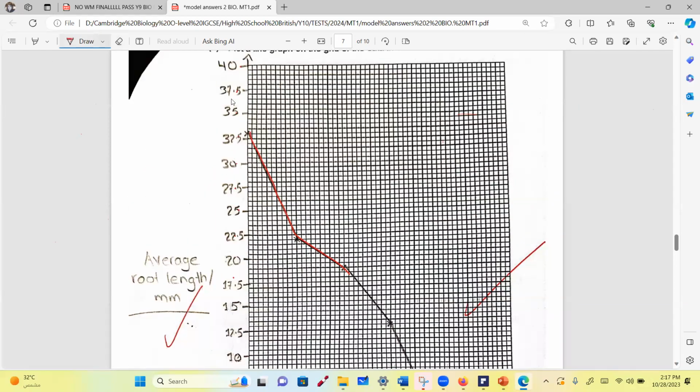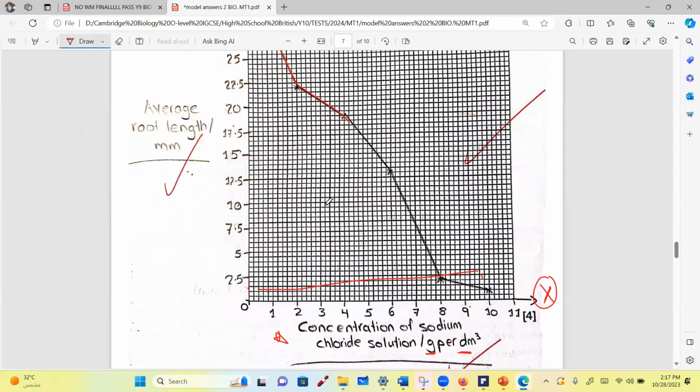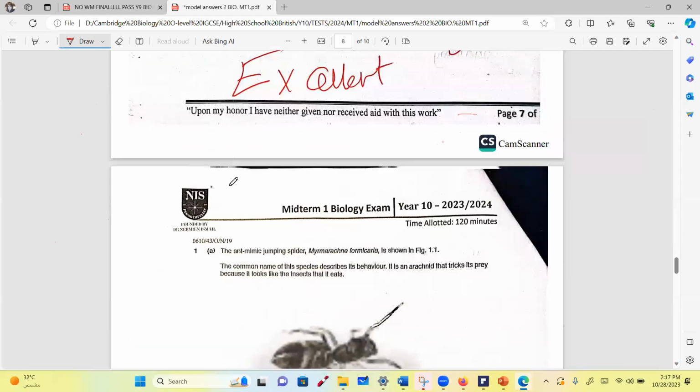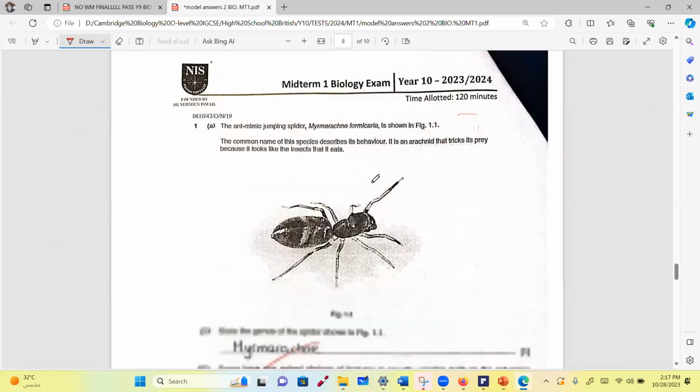How many times did we do that? It's okay. You need to just practice a little bit more. So this was a perfect graph. It was a very good graph.